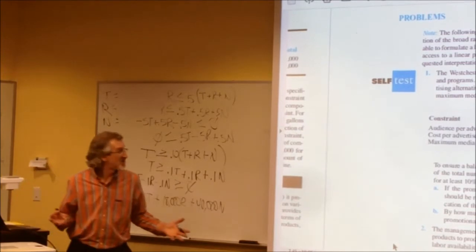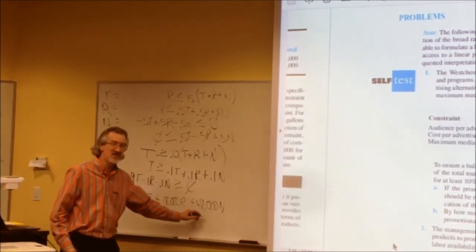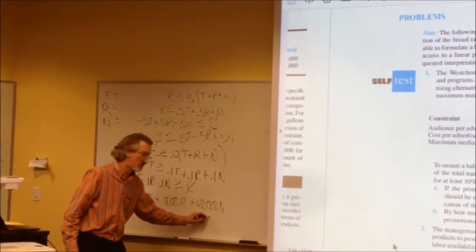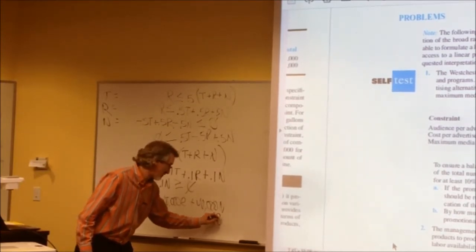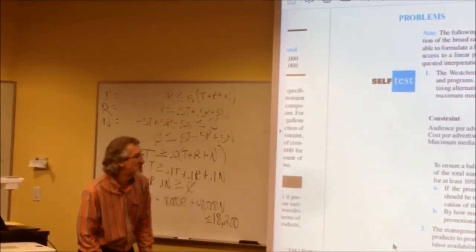Now the money. How much again? 18,200. Less than or equal, or greater than or equal to 18,200? Less than or equal, we never go over budget. We either spend budget or less.